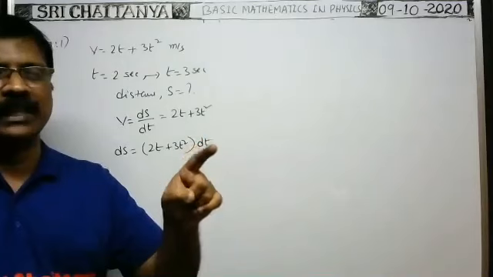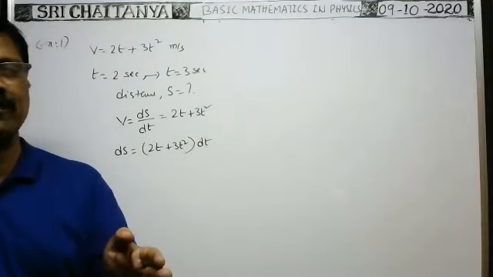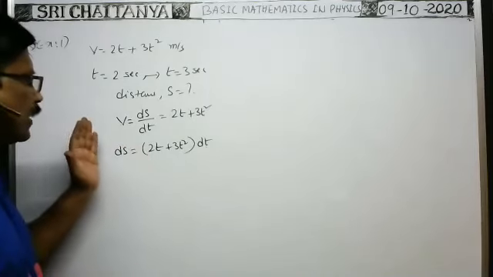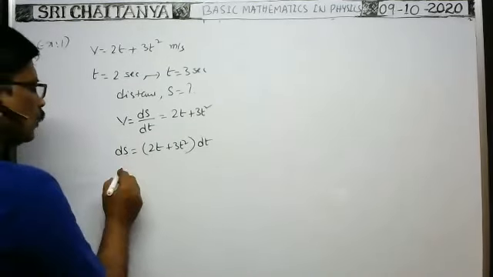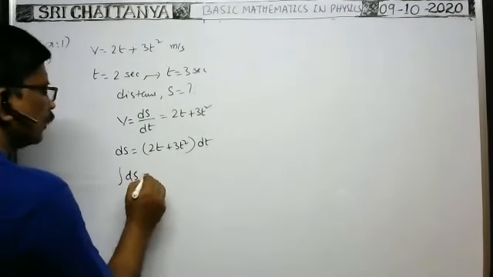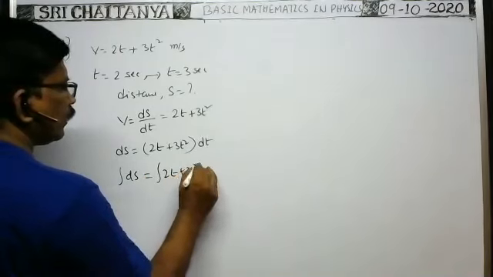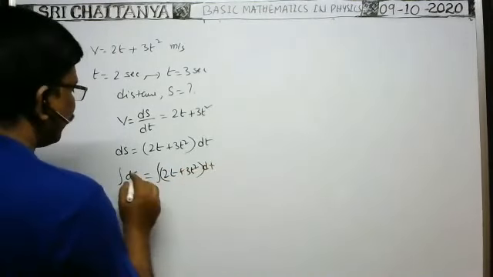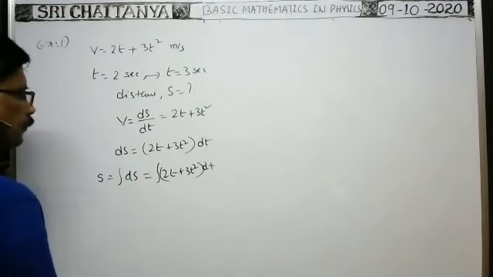Integral dx is equal to x. dx is a small distance. Integral dx is total distance traveled. Similarly, ds is the small distance. To obtain the total distance s, we have to do integration. So take integration on both sides. Integral 2t plus 3t square into dt. Integral ds means s, that is the total distance traveled.